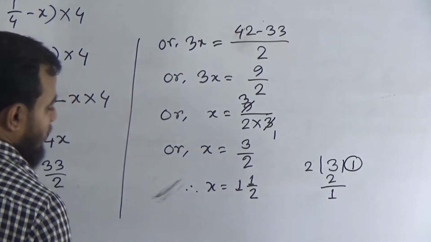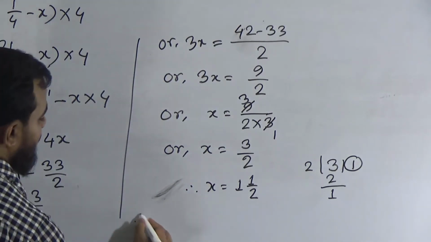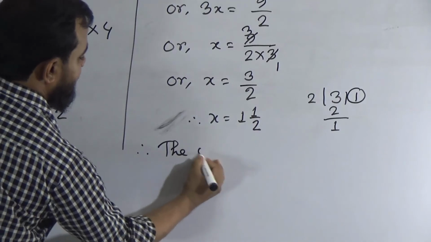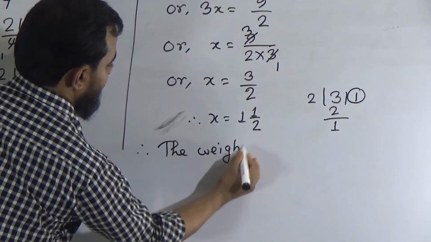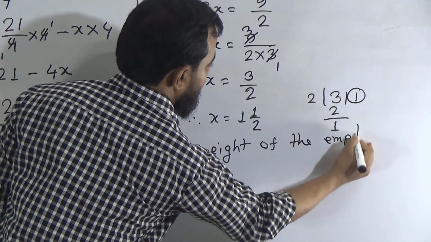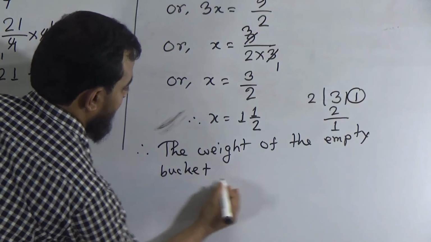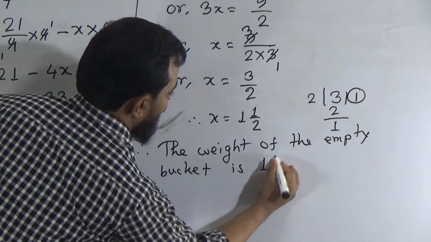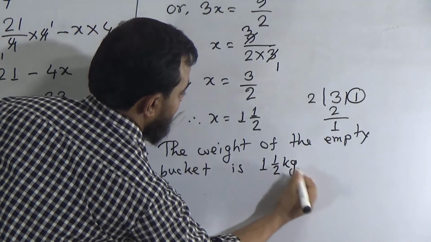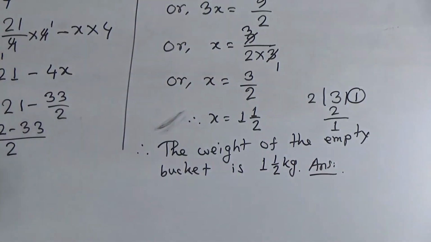So the weight of the empty bucket is what? Therefore the weight of the empty bucket is nothing but 1.5 kg, and this is our required answer. Okay, dear students, I think you have understood.